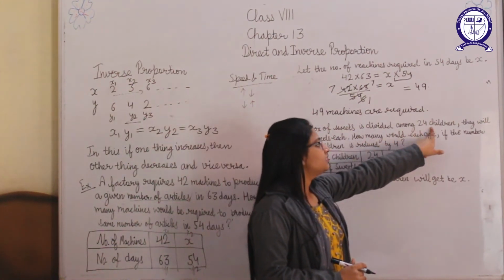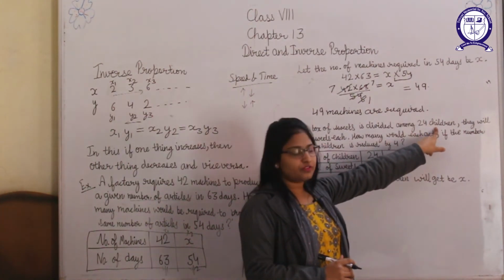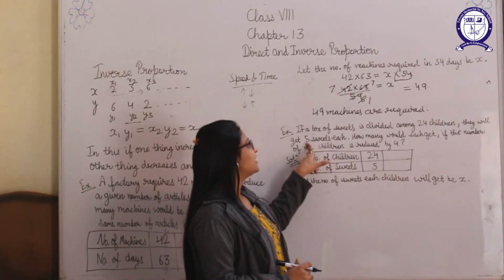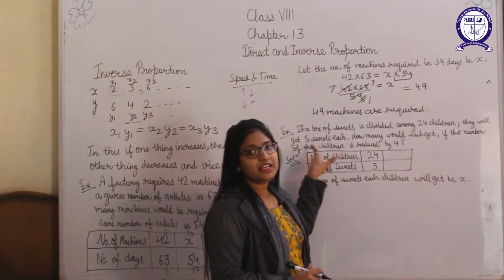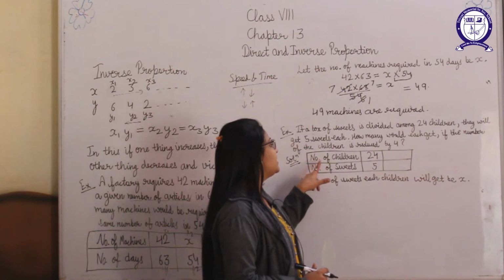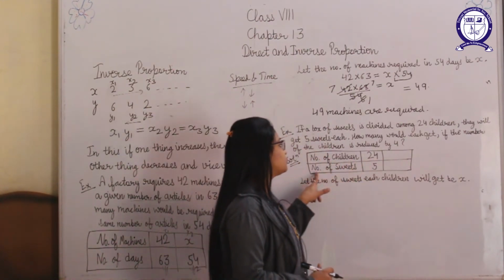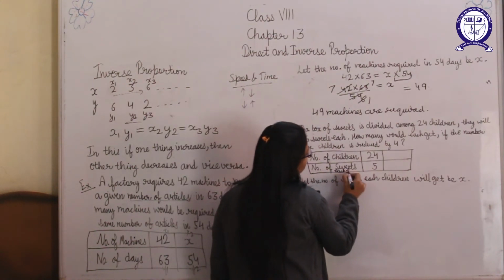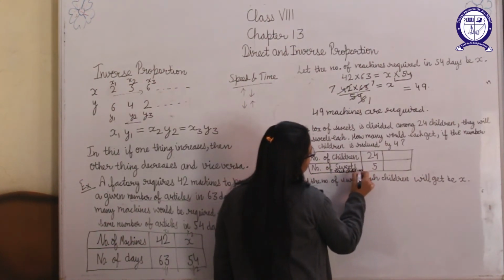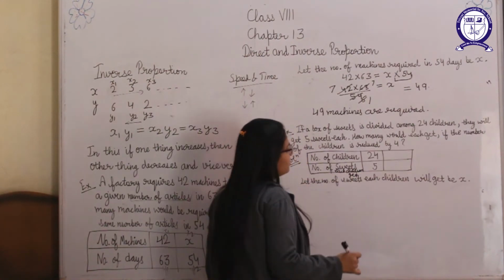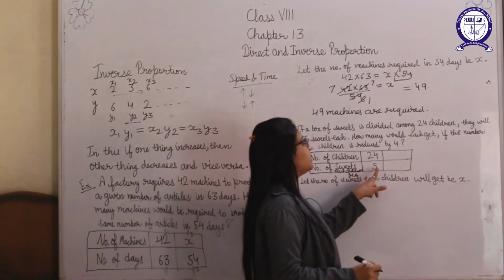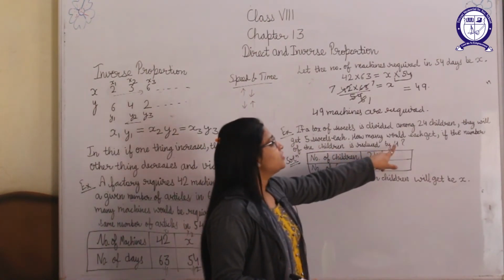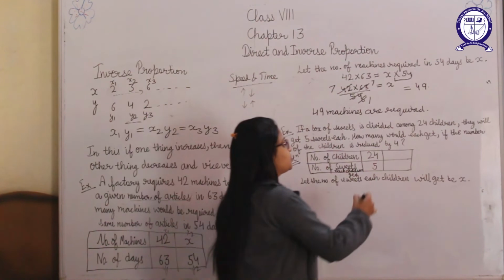Now if the sweets are divided among 24 children, how many is each of the children getting? Each child is getting 5 sweets. So here we will write number of children are 24. So number of sweets, we can write here, number of sweets each child will get. How many sweets is each child getting? 5 sweets.